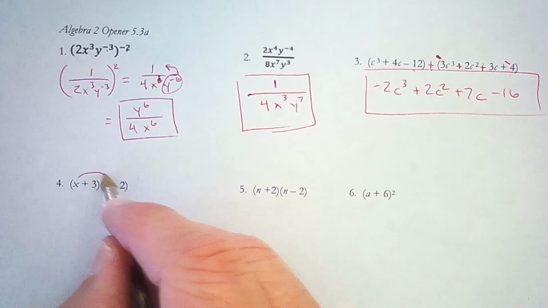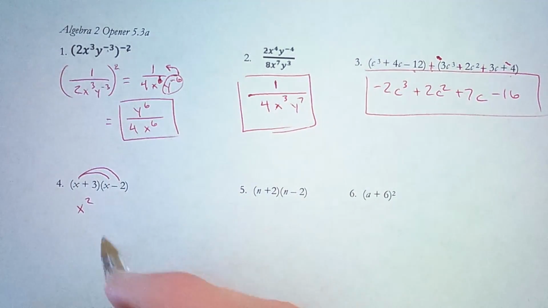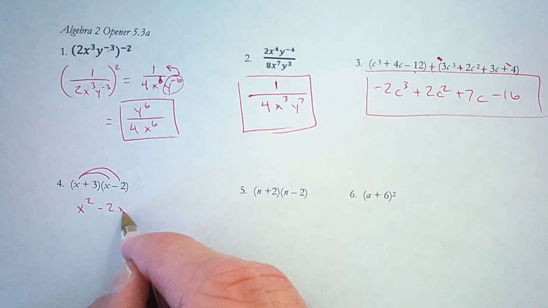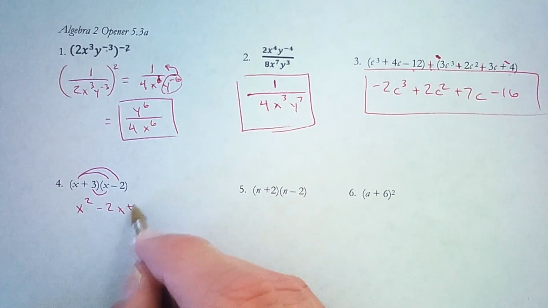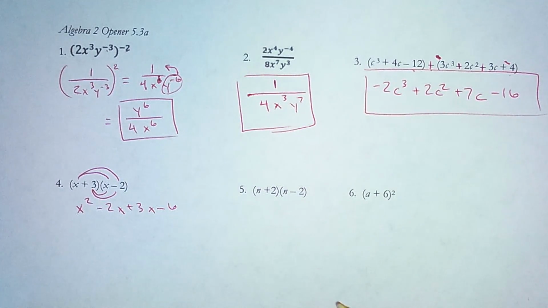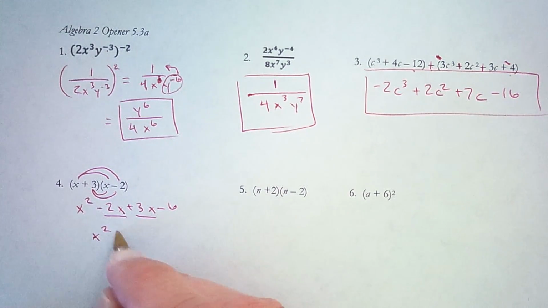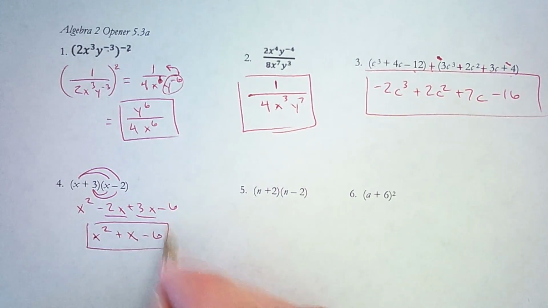Here I'm going to distribute this x. X times x is x squared. X times -2 is -2x. Then I'll distribute the 3. 3 times x is 3x. And 3 times -2 is -6. -2x plus 3x is 1x. So that's x squared plus 1x, or just x, minus 6.